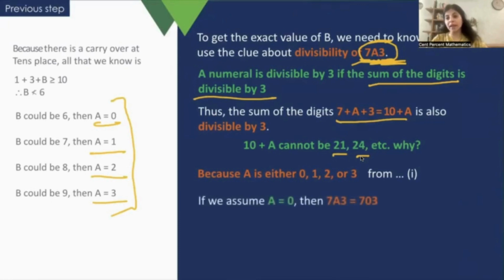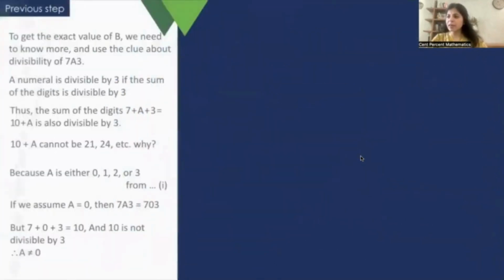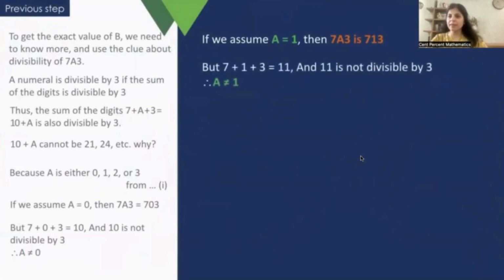So let us assume that if A is equal to 0, what is the numeral which we get? It is 703. And when we add the digits here, what are we getting? 7 plus 0 plus 3. We get 10. And we all know that 10 is not divisible by 3. So A cannot be equal to 0. Similarly, if we assume that A is 1, the numeral would be 713. And when we add the digits here, we get the sum as 11, which is again not divisible by 3. So therefore, A cannot be equal to 1.